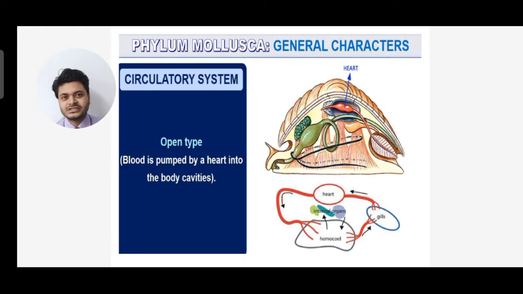Next, let's talk about the circulatory system. They have an open type of circulatory system. That means blood is pumped by the heart into the body cavities. You can see the flow chart of the circulatory system on the right hand side below: the heart, the internal organs, the hemocoel and the gills.